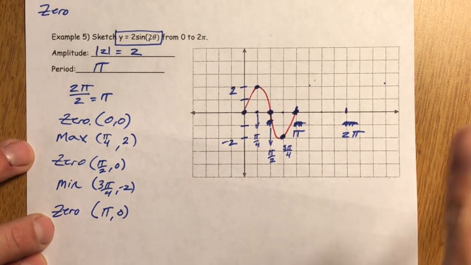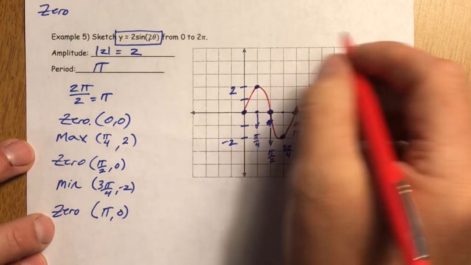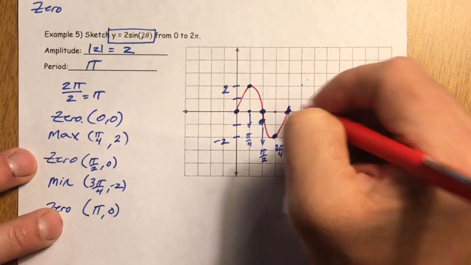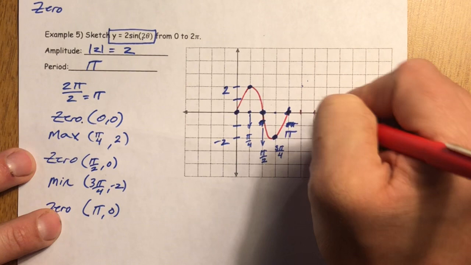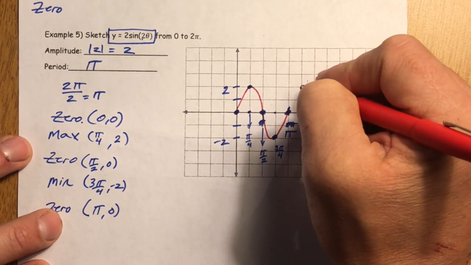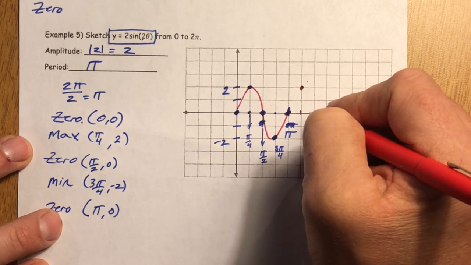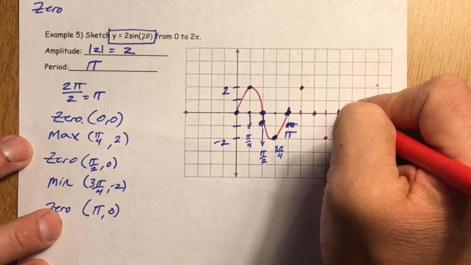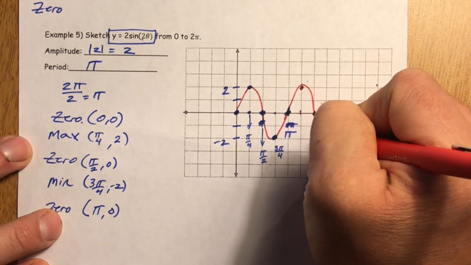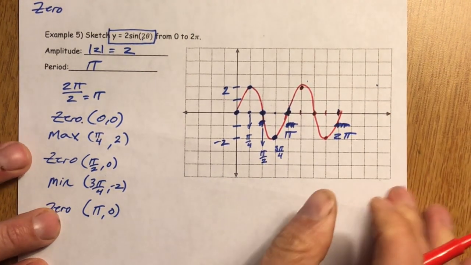Now, if I wanted to sketch another graph of this, since I have 1, 2, 3, 4, perfect, I go back up to 2, to 0, -2, and then to 0. And then I can just sketch in another curve of that.